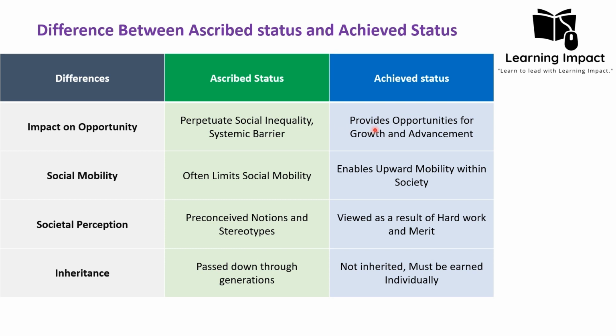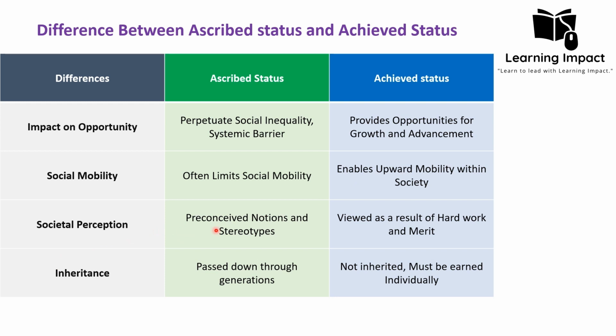But in case of achieved status, for example, I am now a graduate. So this is my achieved status, and it provides more and more opportunity for me for growth and advancement in life. Then social mobility. Ascribed status often limits social mobility, as we discussed. If someone is born rich, he has more access to resources as compared to those who are born in a poor family. So by birth there is a social inequality. One has more access to resources, the other has less access to resources. So it often limits social mobility for the poor. But in case of achieved status, it enables upward mobility within society. As we discussed, if I work hard and become a graduate, now it will help me to move more upward in society.